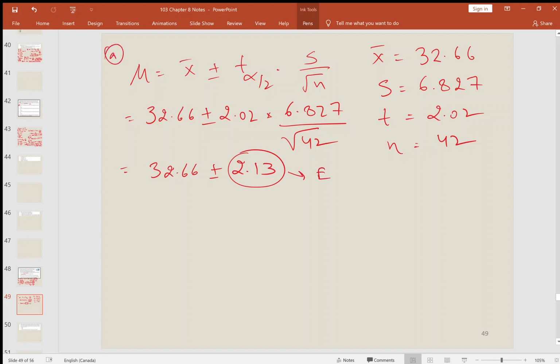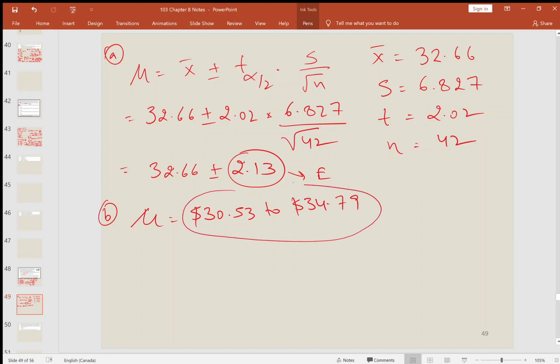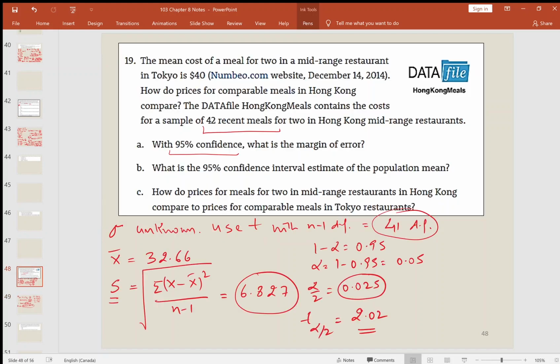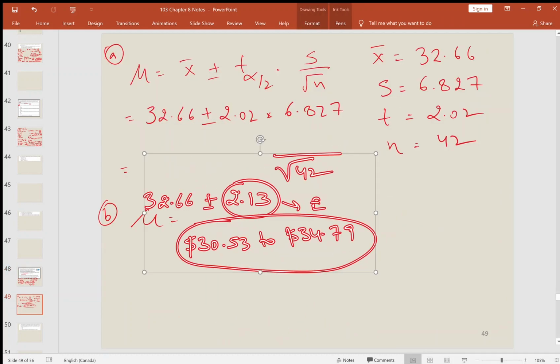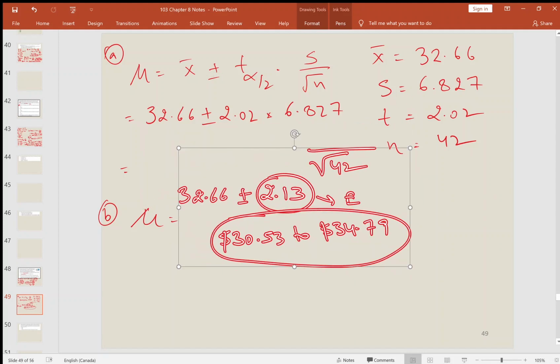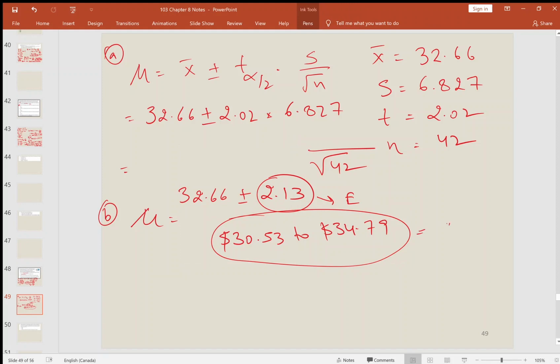So this is part A. Part B: mu is equal to, if we just add and subtract, $30.53 to $34.79, and this is our 95% confidence interval for Hong Kong. So this is the average price of a meal for two in Hong Kong.